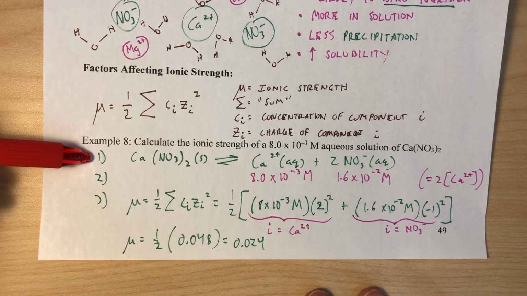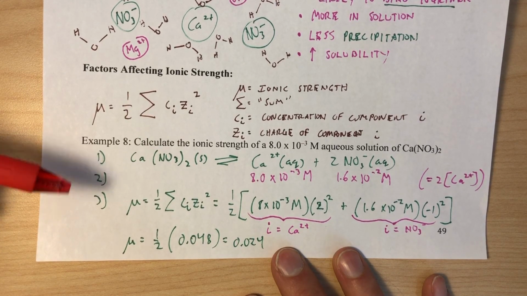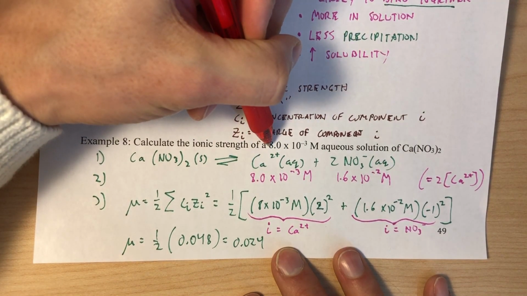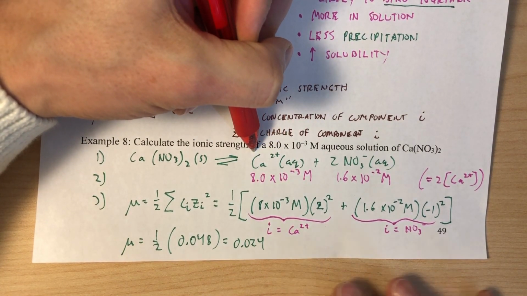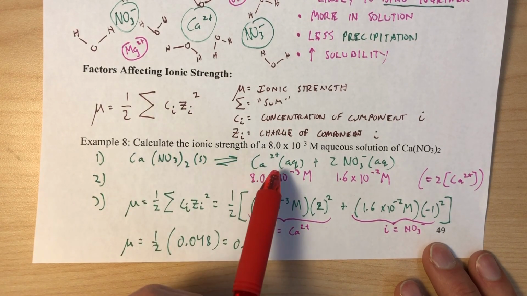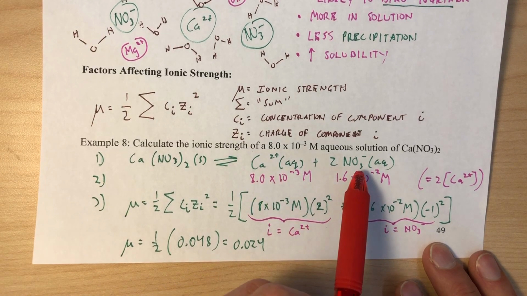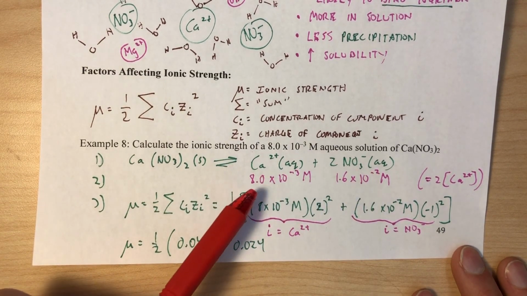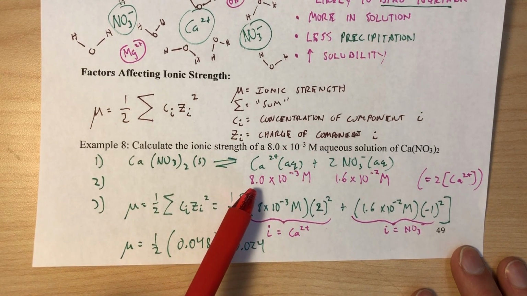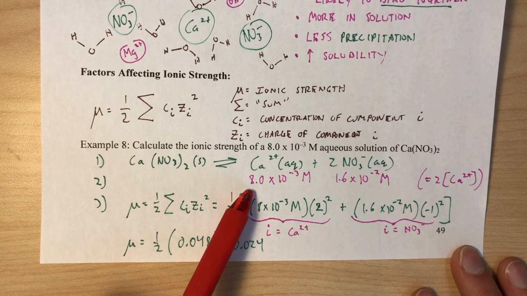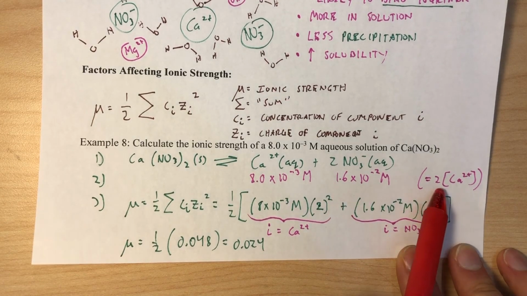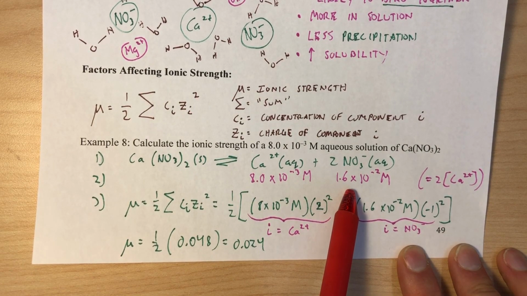So first, let's take a look at what happens when we have an aqueous solution of calcium nitrate, where 8 times 10 to the negative third molar is equal to our calcium ion concentration. We have calcium nitrate solid dissolving to form calcium 2+ and 2 equivalents of nitrate. So the calcium ion concentration is given. I think there's a little bit of a typo here, but the calcium ion concentration is 8 times 10 to the negative third molar. The nitrate ion concentration is 2 times that amount, so 2 times calcium gives you 1.6 times 10 to the negative 2.